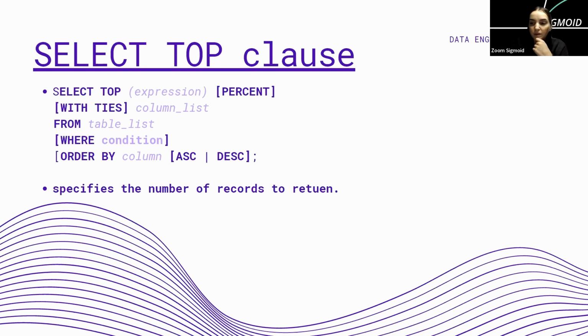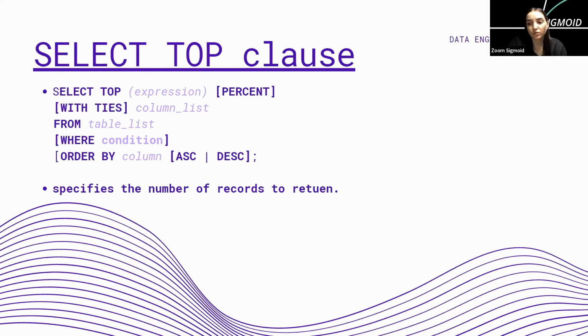The select top clause allows you to limit the number of rows or percentage. As you can see here, we have a percent of rows returned by a query. This clause is used on large tables with thousands of records. Returning such a large number of records is quite complicated and it requires some performance.